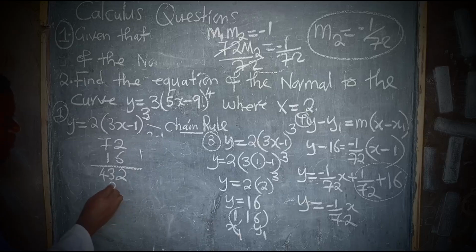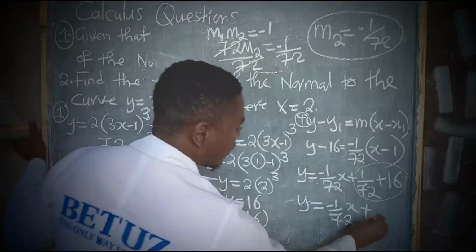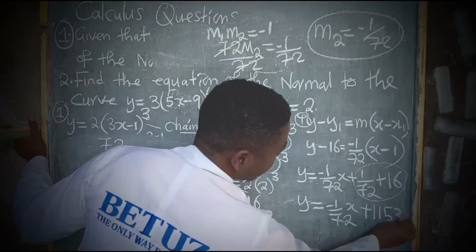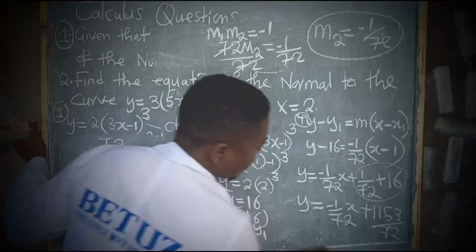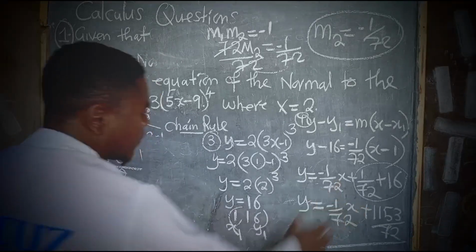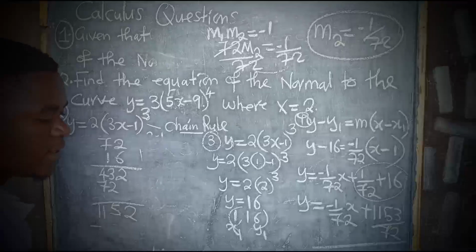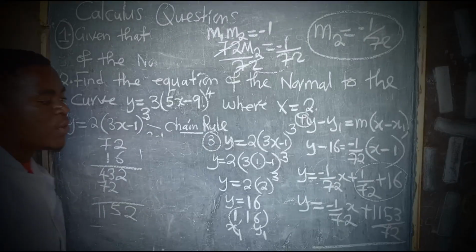1 times 2 is 2. 1 times 7 is 7. I add. This is 2, this is 5, this is 11. Have you seen? So I get this answer. Then I just say plus 1, so there is a 3 there. So plus 1153 over 72. This is the answer you get. I don't know if you guys are able to see, but this is what you need to do. Hope you've seen how I've answered this question. These are things that you are supposed to do, even in an exam.